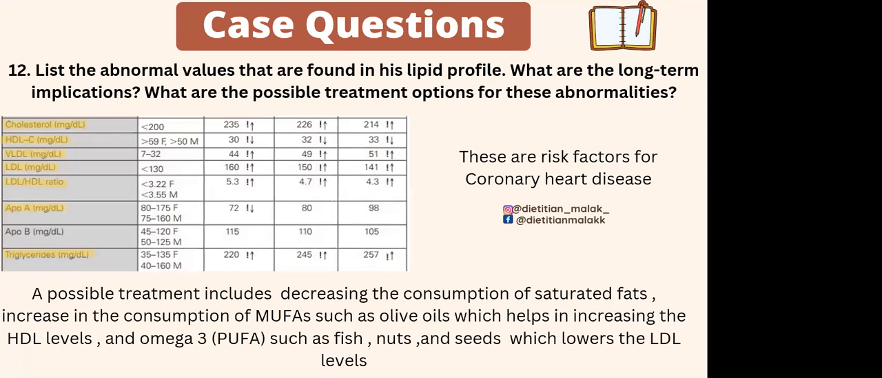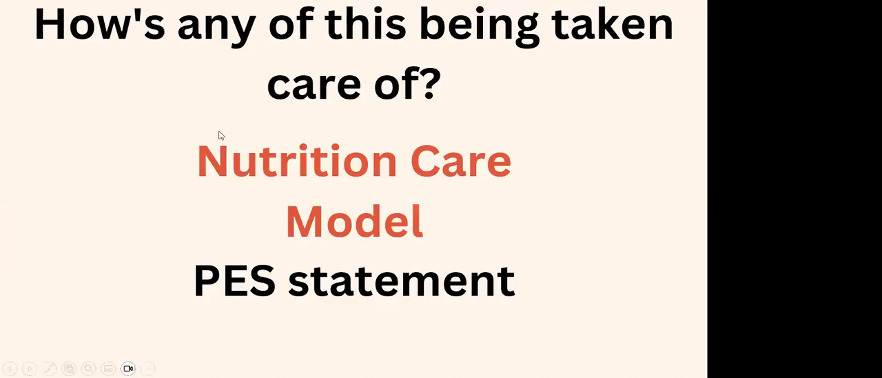Here, this is also a repetition of what we have said before. In order to fix these lab results, we need to focus on increasing the HDL levels and lowering the LDL levels by consumption of omega-3 fatty acids and MUFAs like olive oil, and that's it. Sorry. How is any of this being taken care of by a dietitian? There has to be a set of steps that she or he has to follow, in order to track the progress from the very beginning, and then assess, and then at the very end evaluate if the target has been met or not.